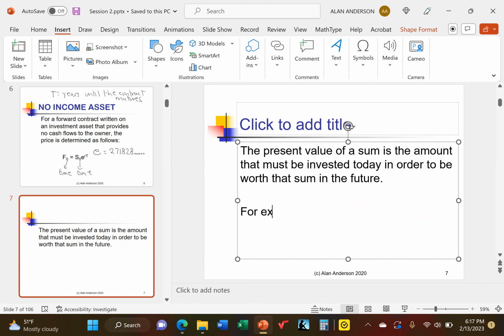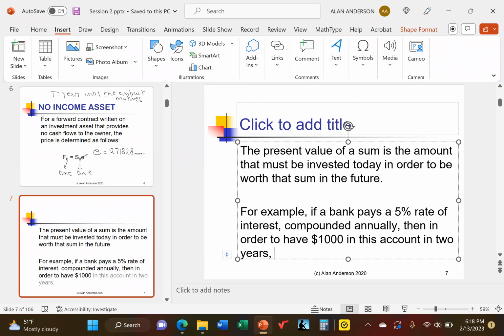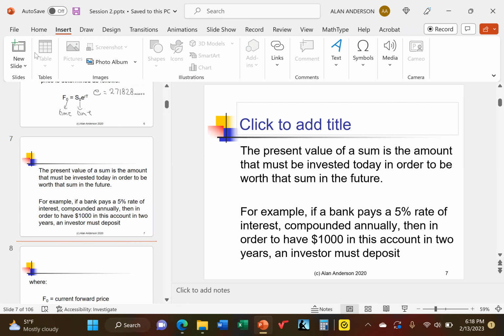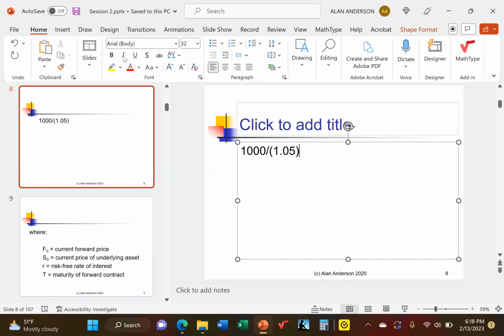Okay, just as a quick example, if a bank pays a 5% rate of interest, and just to keep it simple, let's assume that it's compounded once a year. Then, in order to have $1,000 in this account in 2 years, how much would an investor have to put in the bank today? Well, that would be 1,000 divided by 1 plus the rate of interest, and the exponent would be 2 because it's 2 years in the future.